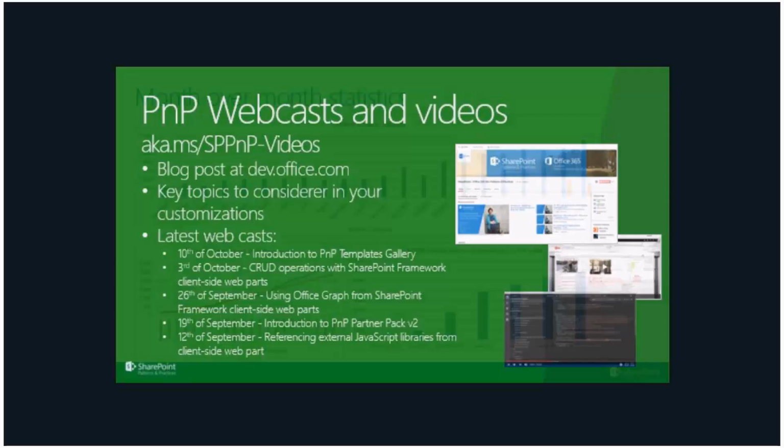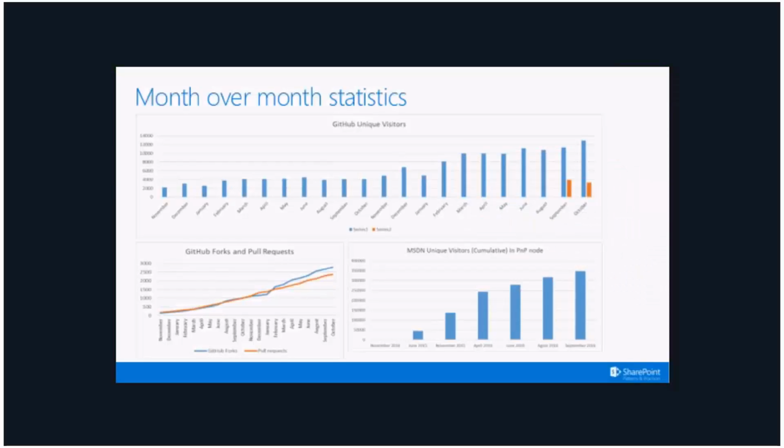Good. Month-over-month statistics. I know that for many of you this might not be super interesting, but obviously for us within the PMP initiative, we're tracking the usage quite closely, so we understand what information is actually relevant for you and how things are growing. The unique visitors are growing quite fast in GitHub. The blue one is the Office Dev PMP initiative repos, and the orange one is the SharePoint repositories, which is a relatively new thing in GitHub.